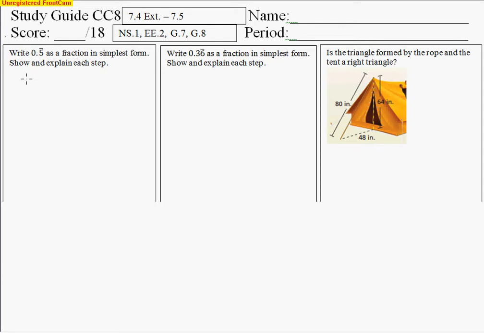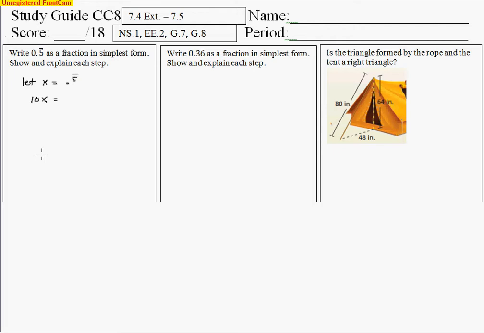So what I'm looking at is, first of all, I'm going to set x equal to 0.5 repeated. You always set your variable equal to the part that repeats, and then I'm going to multiply by a factor of 10 for however many numbers repeat. If one number repeats, I'm going to multiply by 10. If two numbers repeat, I'm going to end up multiplying by 100, and so on. Let's take a look at the first part here.